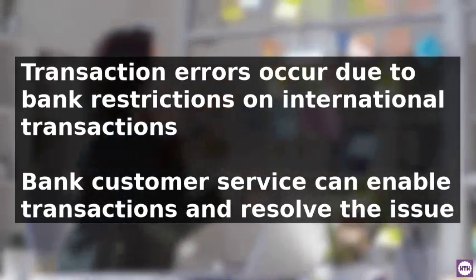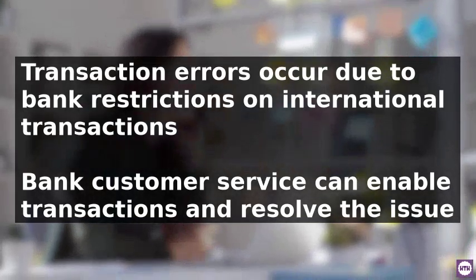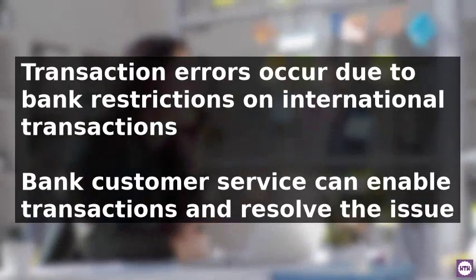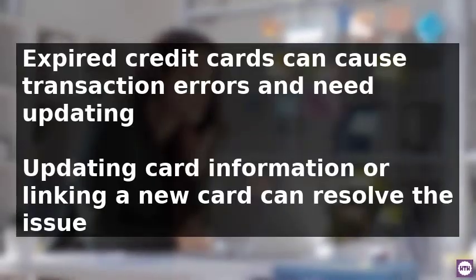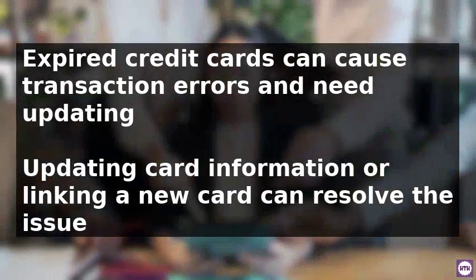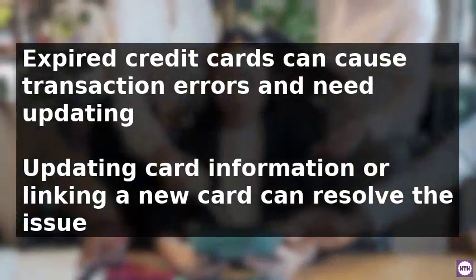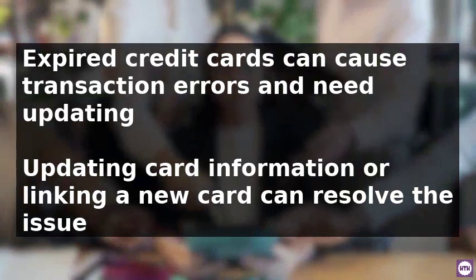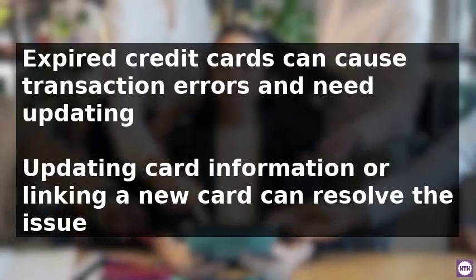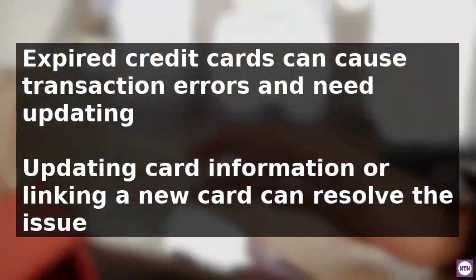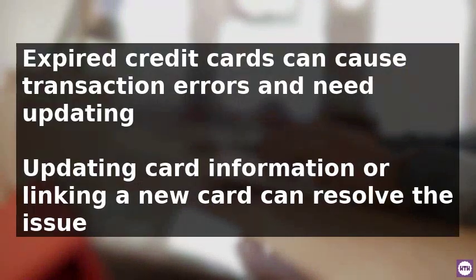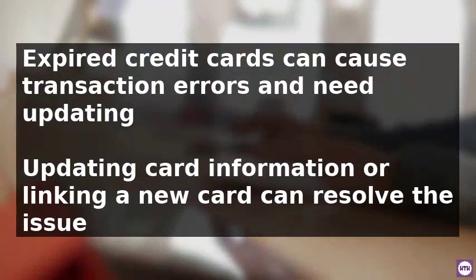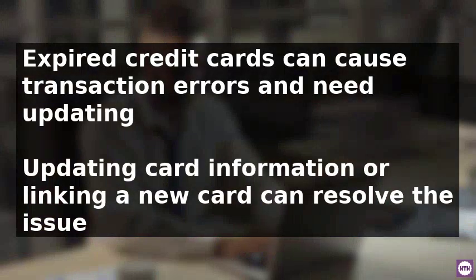To address this, contacting the bank's customer service is often the most convenient solution. The phone number for the bank's customer service can usually be found on their website. By calling the bank, you can request that they enable international transactions on your card and allow transfers through the relevant app. Most banks can resolve this issue over the phone, provided you can verify your identity. If this is not possible, you may need to visit the bank's home branch to resolve the issue.